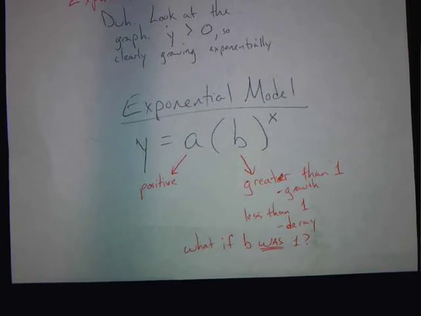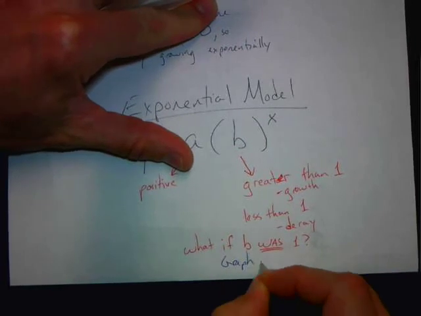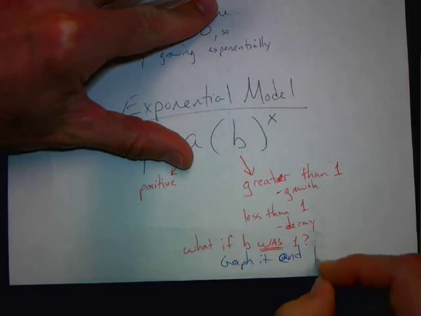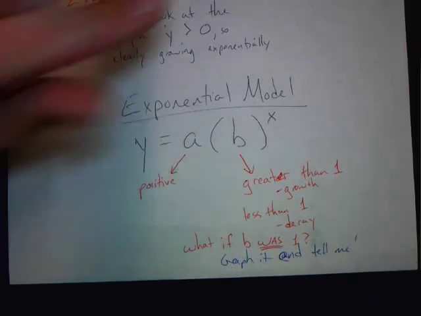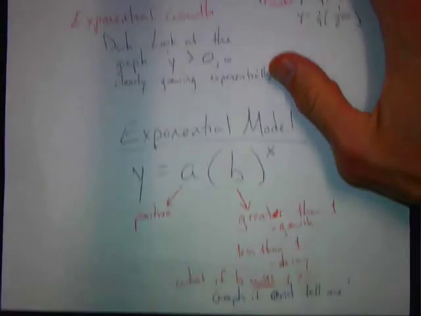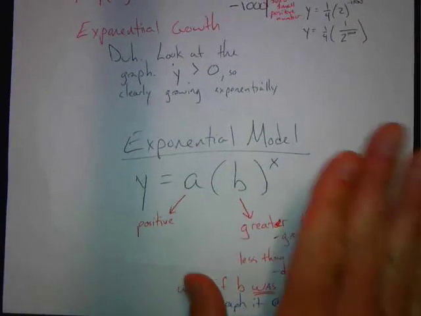You tell me. And if you haven't figured it out by now, well, shame on you. Because what if b was 1, here's how you can figure it out. Graph it and tell me, and you'll know the answer. All right? So get some practice done. You have the assignments and all that good stuff. But that's it on exponential models with growth and decay. And we'll learn more about graphing exponentials in the next unit. Thank you.